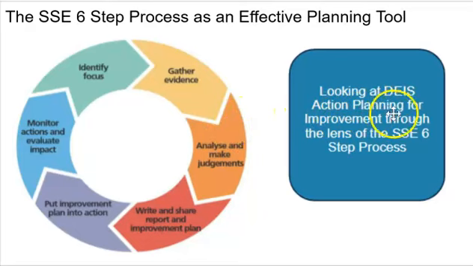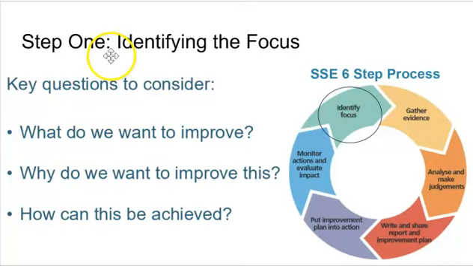Looking at DEIS action planning for improvement through the lens of the SSE 6-step process. Step 1, identifying the focus. So this is our first step of this SSE 6-step process. Key questions to consider. What do we want to improve? Why do we want to improve this? And how can this be achieved?